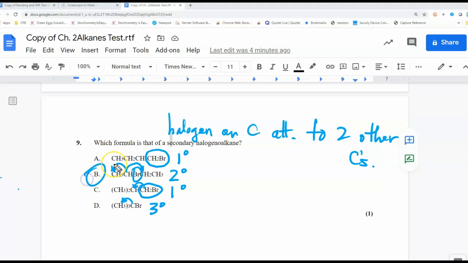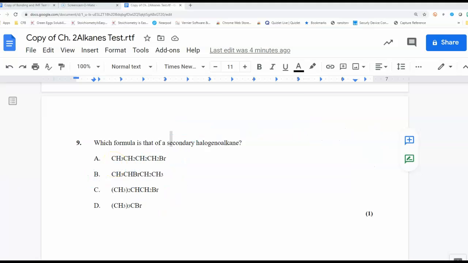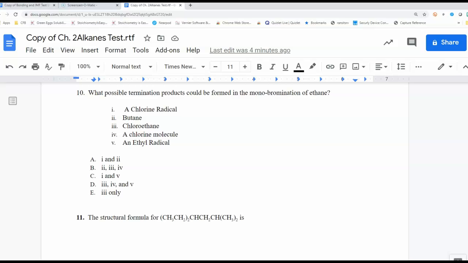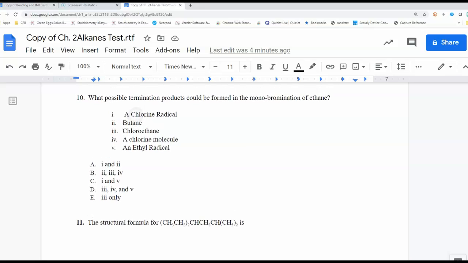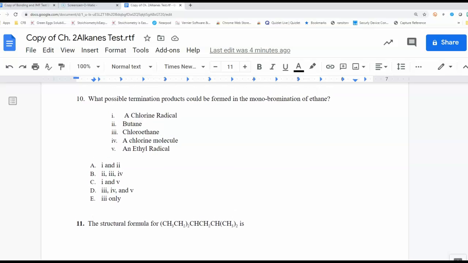So our correct answer should have been B there. Okay. And then we go on to this question here. What possible termination products could be formed in the monobromination of ethane? Okay, so that means a single bromine is being added to ethane.